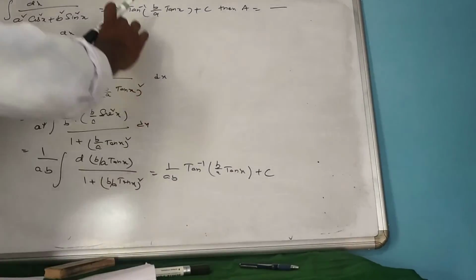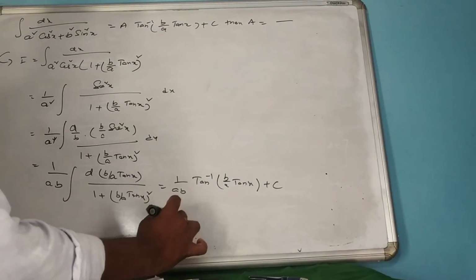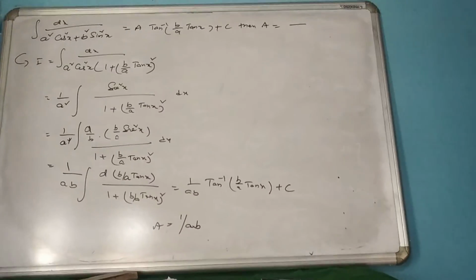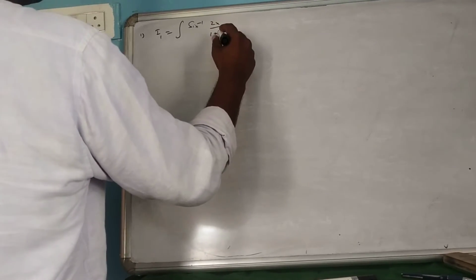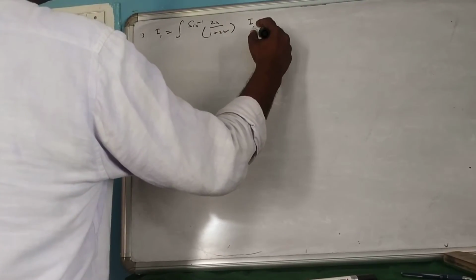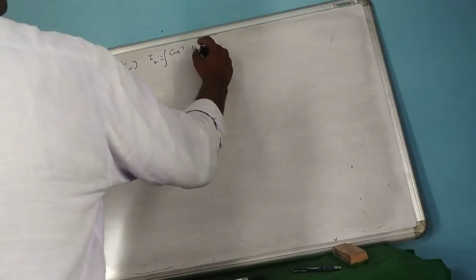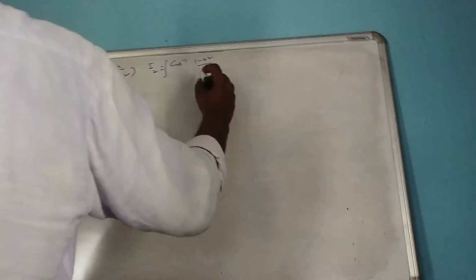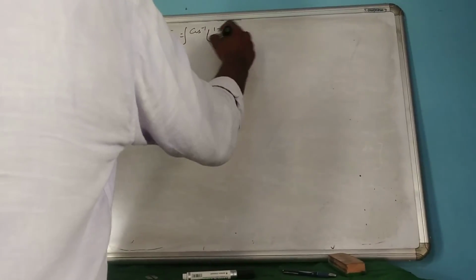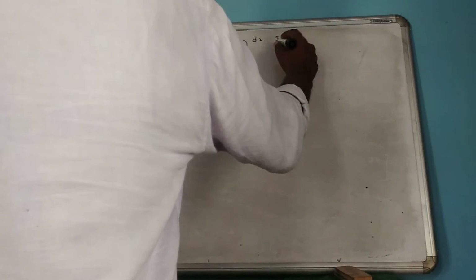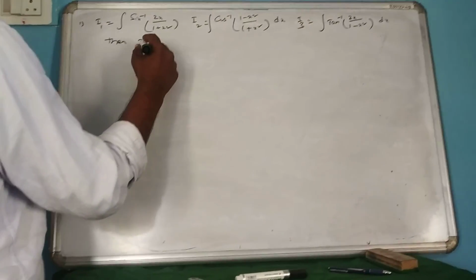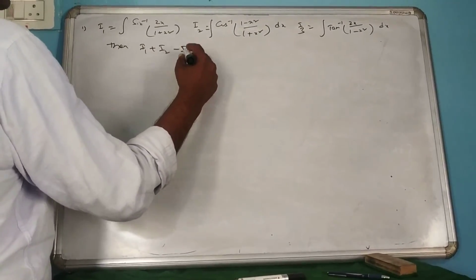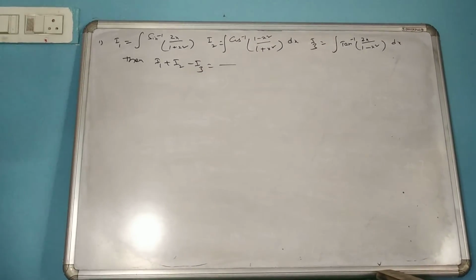What is the value of a? A is equal to 1 by ab. Sin inverse of 2x by (1 plus x square). I2 is equal to integral cos inverse of (1 minus x square) by (1 plus x square) dx. I3 is equal to the integral of tan inverse of 2x by (1 minus x square). We need I1 plus I2 minus I3.